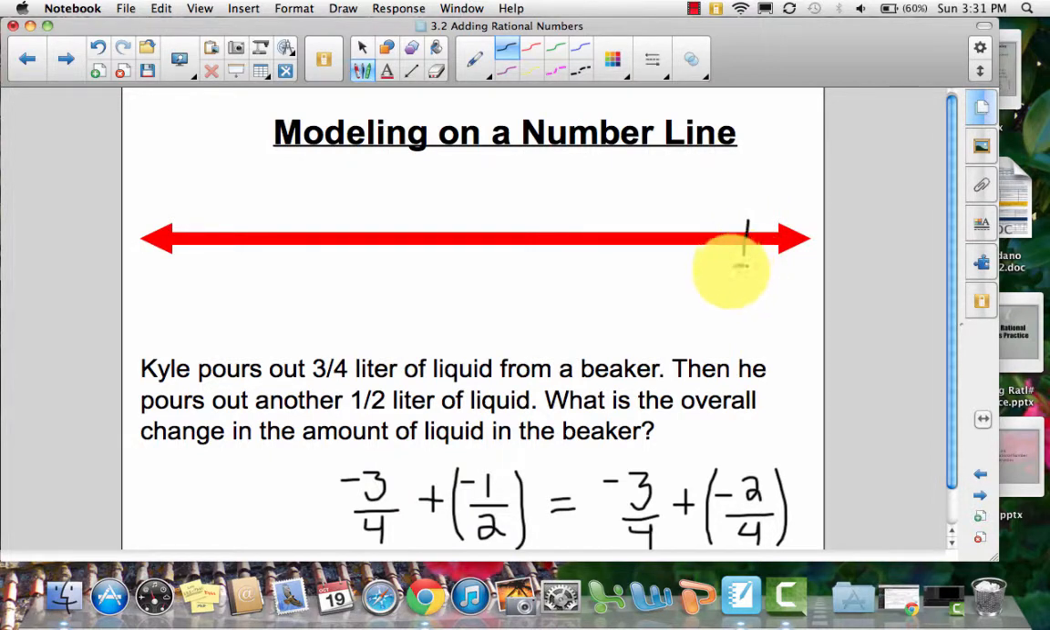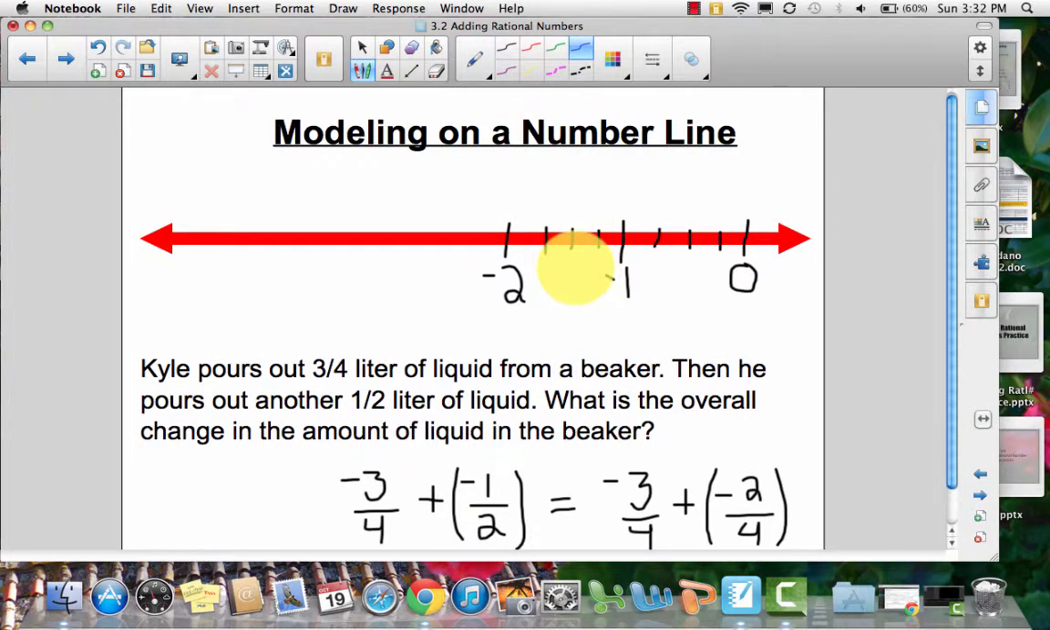And in order to count by fourths, I have to keep in mind that 4/4 makes a whole. So I have a line here for 1/4, 2/4, 3/4, and 4/4 becomes -1. And then we have 1/4, 2/4, 3/4, and another 4/4 makes another whole, which will get us down to -2. And knowing that he only poured out a little more than a liter, I have plenty of space on my number line now. So I'm going to change colors here.